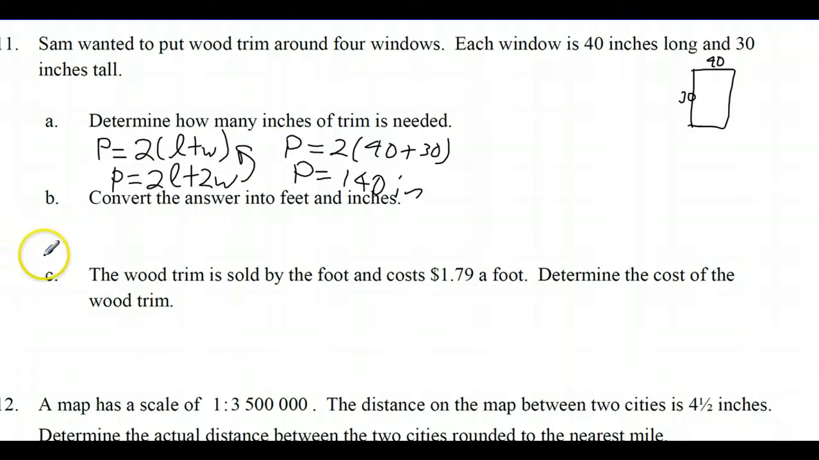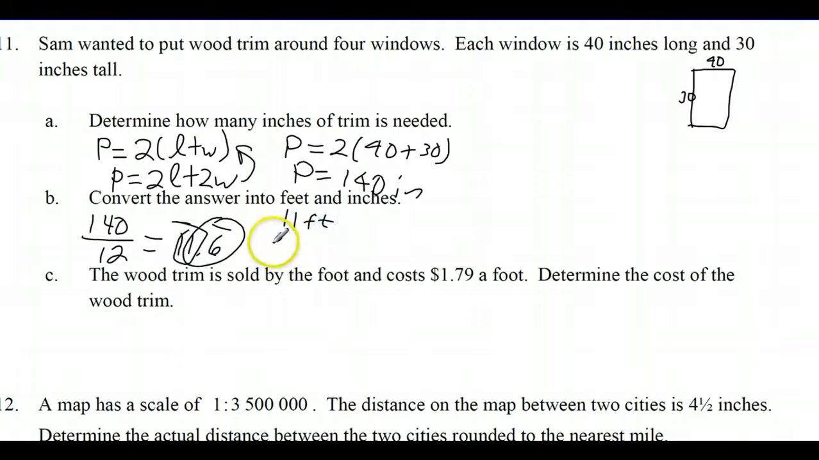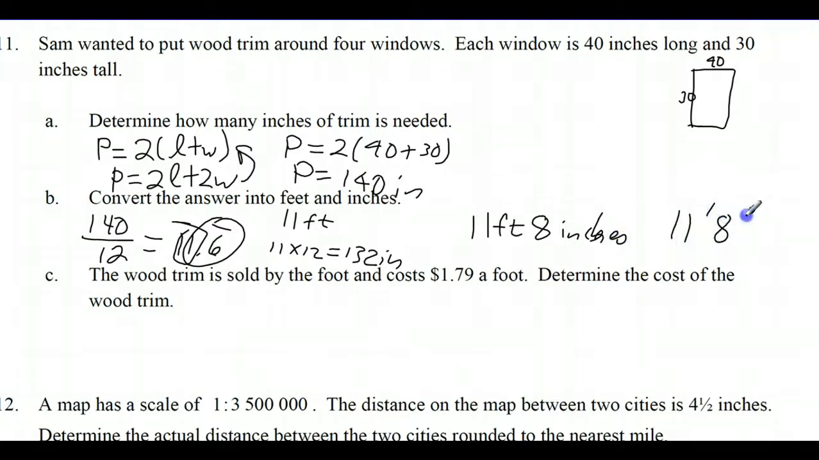Convert the answer into feet and inches. So we've got to say, how many 12s are there in 140? Because that's going to be the feet. So 140 divided by 12 is 11.6 repeating. Okay, forget about the 0.6. We are only interested in the 11. So we have 11 feet. But 11 feet is 132 inches. And we want 140, so there's 8 inches left over, so it's 11 feet 8 inches, or you may see it written like this, 11 feet 8 inches, same thing.